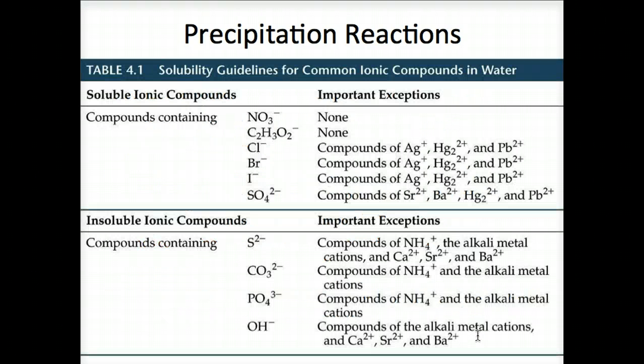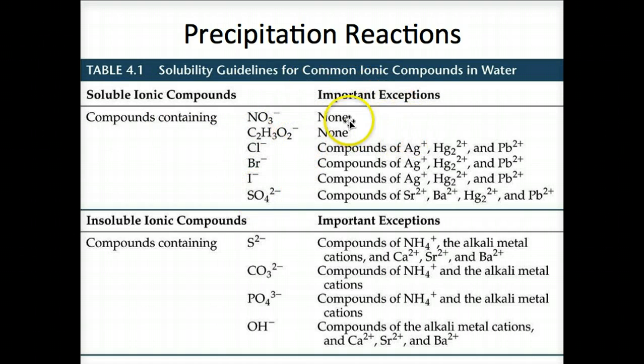This is a very important table for you to understand how to use. You don't have to memorize these rules, but eventually you will in later courses. And notice it's called precipitation reactions, and it's divided into two parts. Soluble ionic compounds. These are compounds that contain these various anions. And then down here, this part of the chart, insoluble ionic compounds contain these anions. So if they contain these ions, they're insoluble. If they contain these up here that are listed, they are soluble.